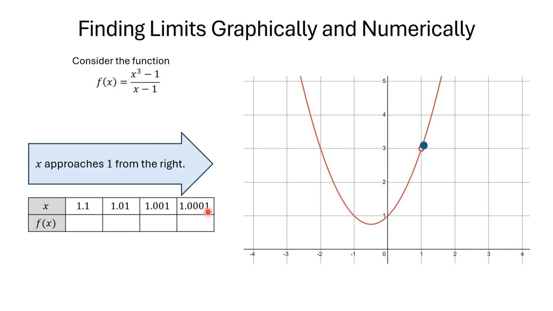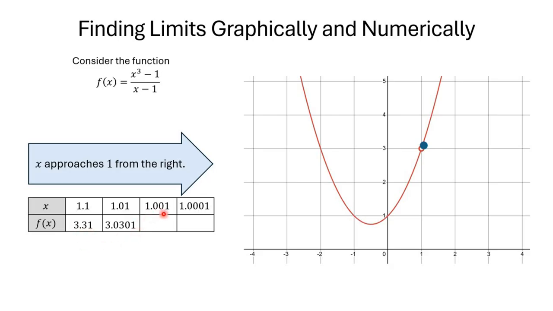1.0001, closer to 1, but still bigger than 1. What happens when we plug in 1.1? We get 3.31. Pretty close to 3. What happens when we put in 1.01? Well, we get 3.0301, even closer to 3 than 3.31.